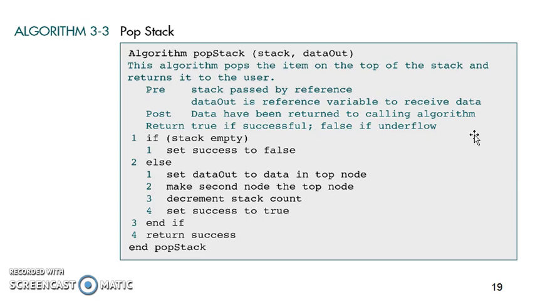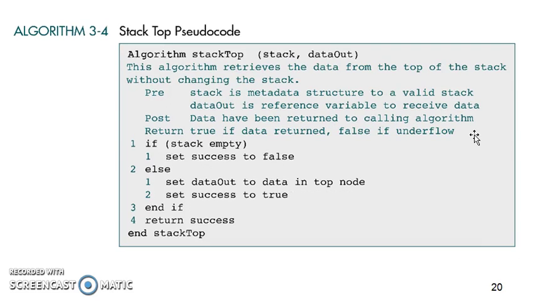So before going for the pop operation, we need to check whether the stack is empty or not. If it is empty, set success to false. Else, set data out to data in top node. Second thing, make second node the top node. Third thing, decrement the stack count. And finally, set success to true. This is the algorithm for pop.